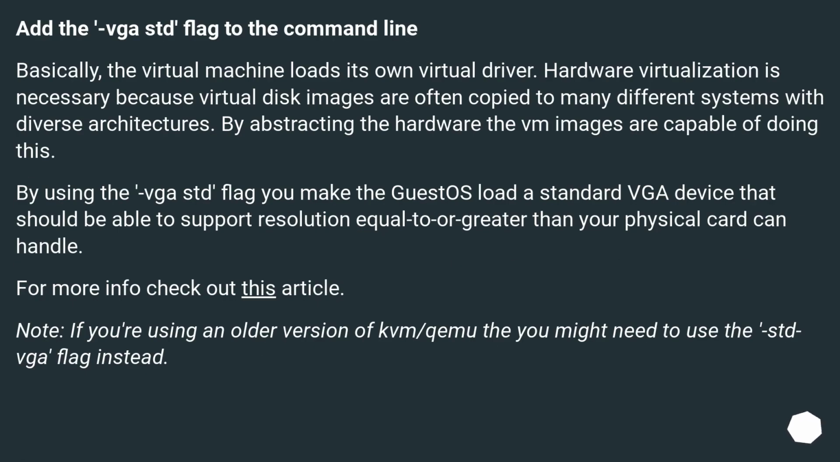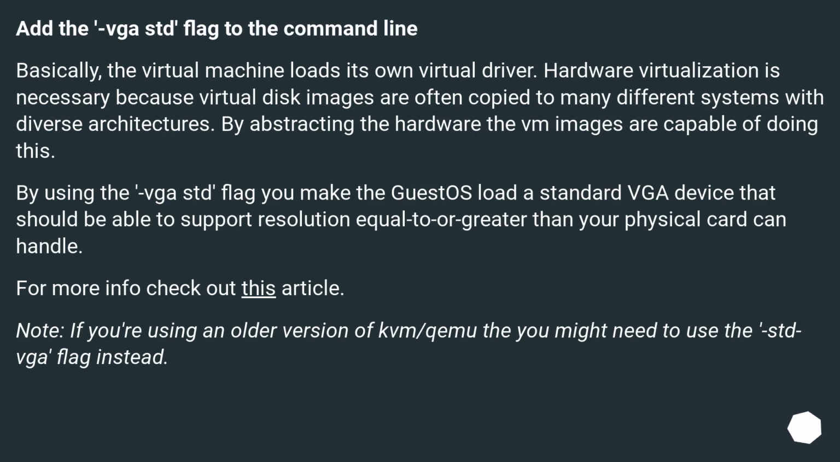Add the VGA STD flag to the command line. Basically, the virtual machine loads its own virtual driver. Hardware virtualization is necessary because virtual disk images are often copied to many different systems with diverse architectures. By abstracting the hardware, the VM images are capable of doing this.